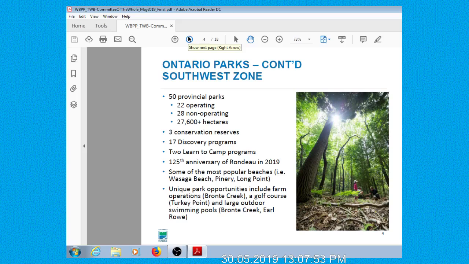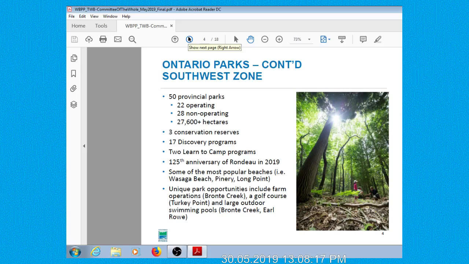The Discovery program is what we now call our educational programs. You may have been familiar with the term natural heritage education. So that's what the new name is, Discovery. So we have 17 programs within the zone. A few notable parks for various reasons. The Rondeau Provincial Park 125th anniversary is this year, which is a big celebration.